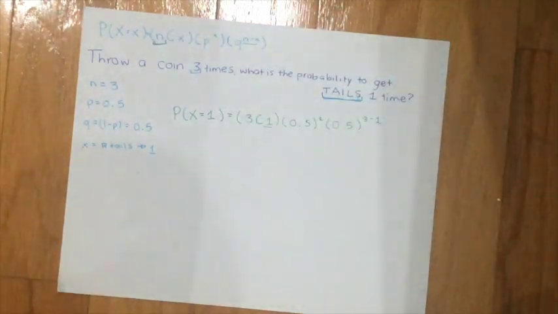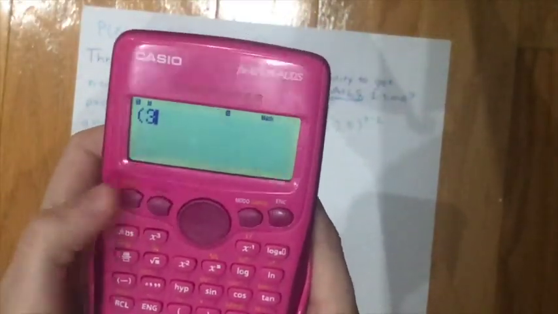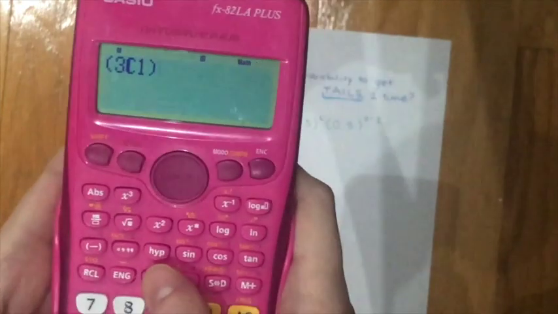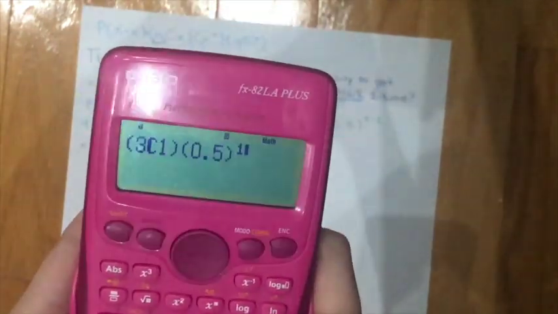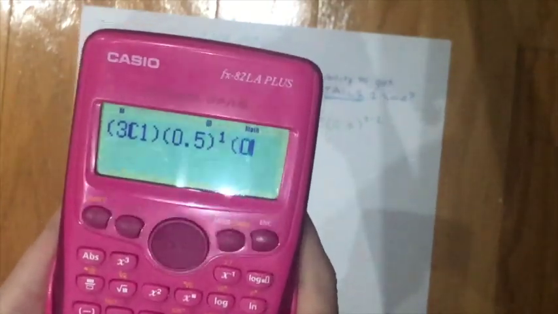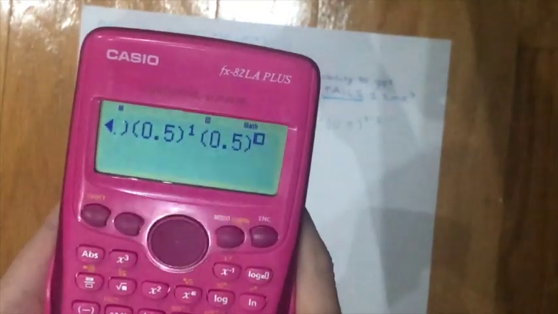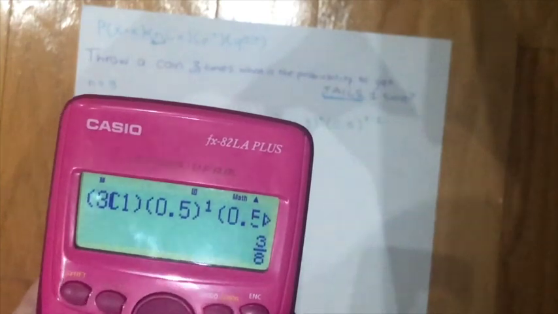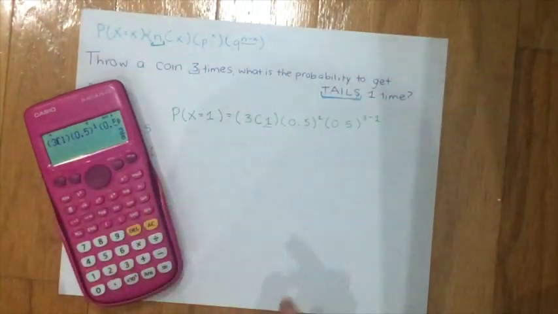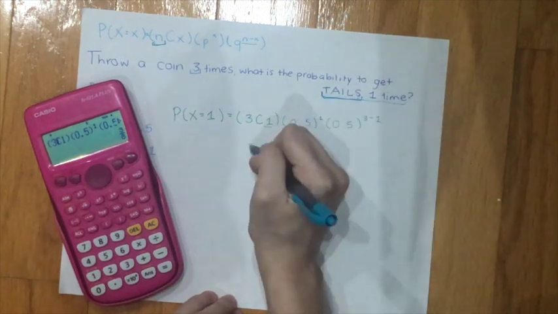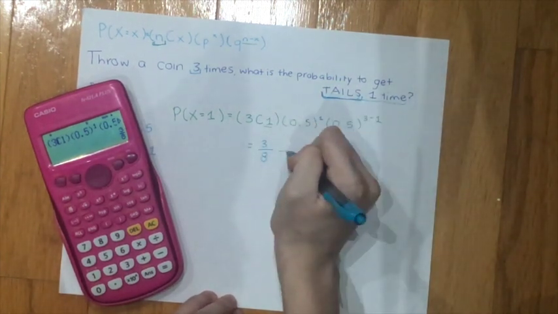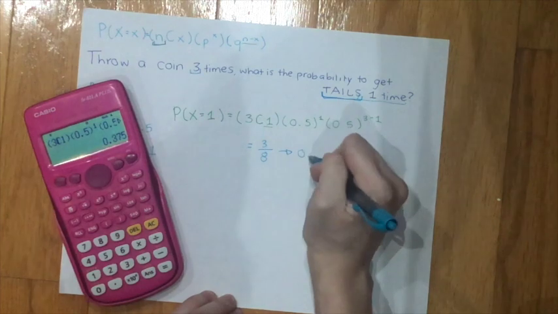Simple as that. We input that in the calculator. We have 3, the special key C, 1, 0.5 to the power of 1, again parenthesis, times 0.5 to the power of 3 minus 1. That gives 3/8. The probability of getting tails 1 time is 3/8, or in decimal form, 0.375.